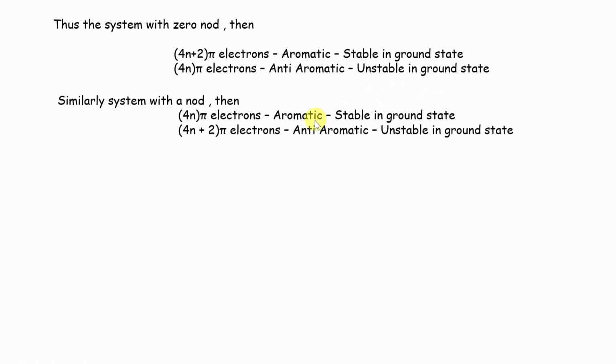Then it will be reversed if there is a node, that is, a system with 4n pi electrons and a node will be aromatic and stable in the ground state. Here the 4n pi system becomes aromatic if it has a node and would be stable in the ground state, whereas a system with 4n plus 2 pi electrons and a node will be anti-aromatic and unstable in the ground state.